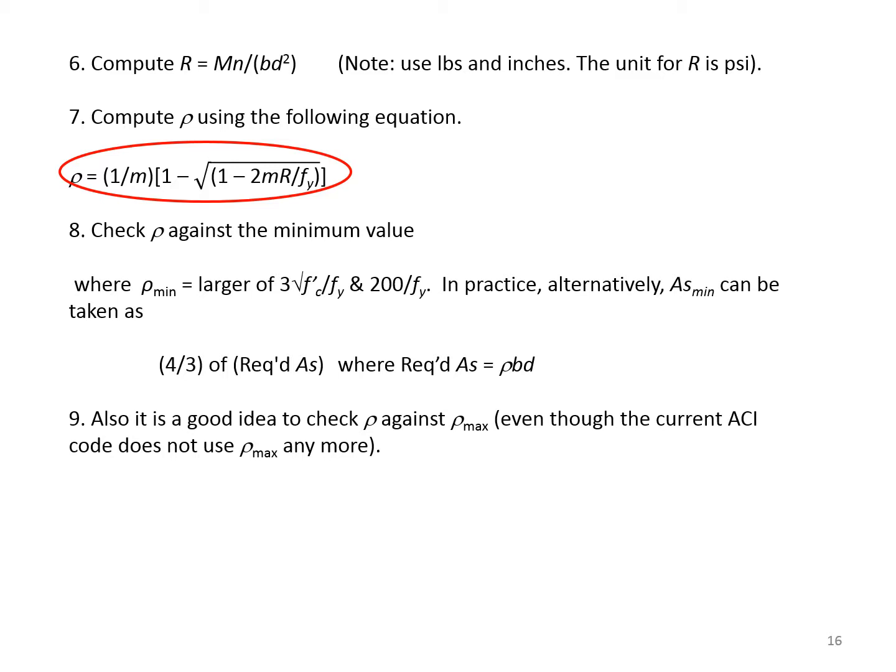Step 9. Also, it is a good idea to check rho against rho max even though the current ACI does not use rho max anymore. And the equation for rho max is 0.85 f'c beta 1 over Fy, the quantity multiplied by epsilon u divided by epsilon u plus 0.004, where epsilon u is equal to 0.003. A typical value for rho max is about 0.021.